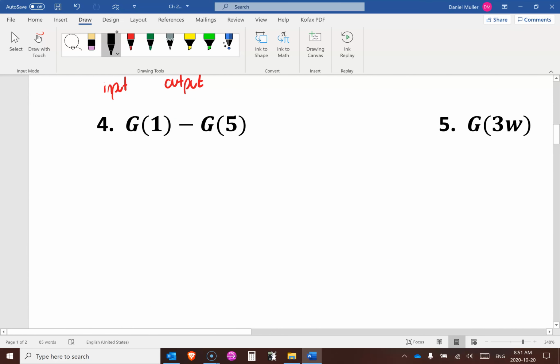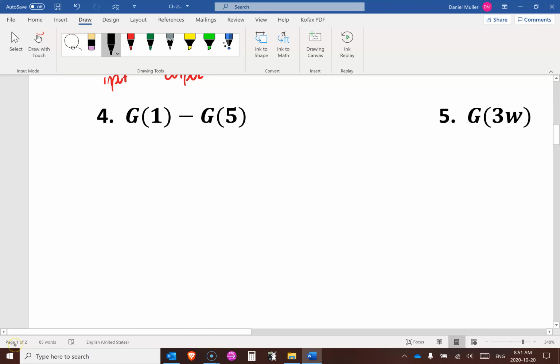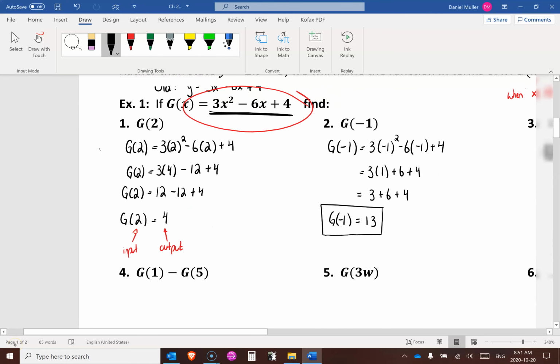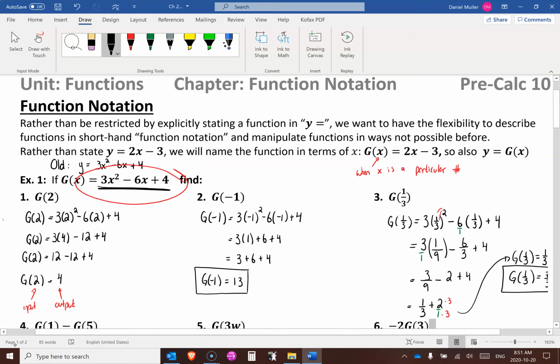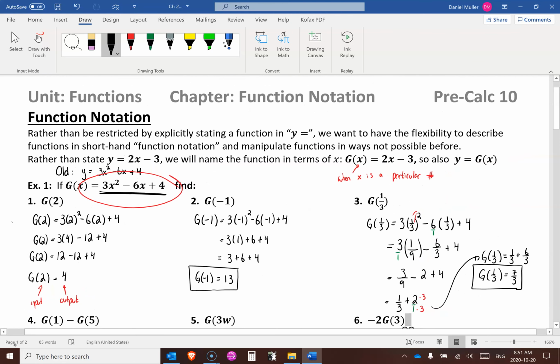Now we can do things here where we can do g of 1 minus g of 5. Actually, let's do that one in the next video. I'll just zoom out here in case anyone needs to copy any of this stuff down. And then I'll just make the next 3 questions can be in another video.